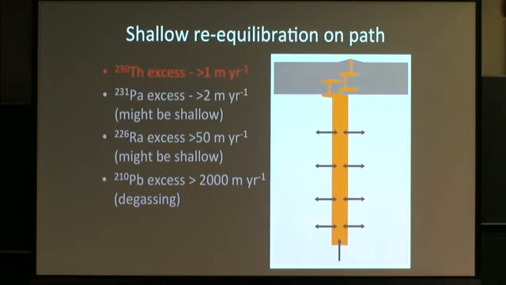So this is an alternative model, which involves more equilibration between the upwelling melts and the shallow mantle. And in that case, all that the thorium excess would give us would be the minimum constraint on the upwelling velocities of a meter a year. So it's orders of magnitude different from the constraint that we get from the radium excesses.